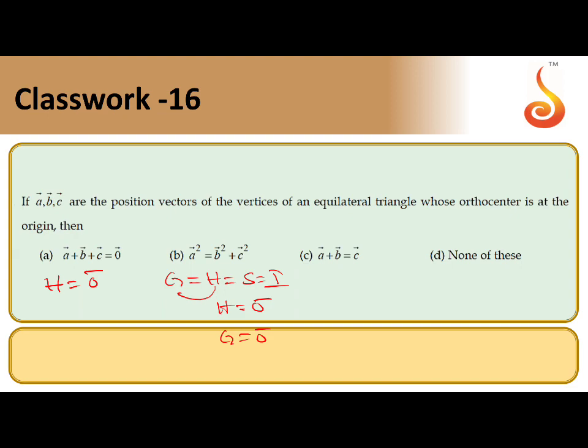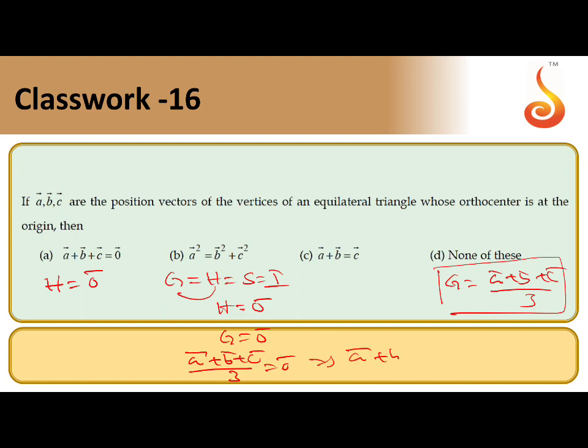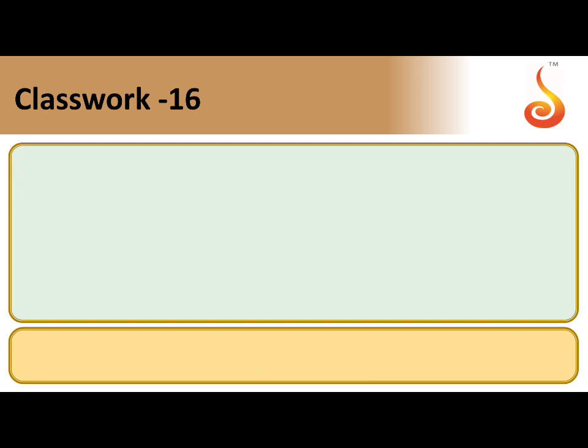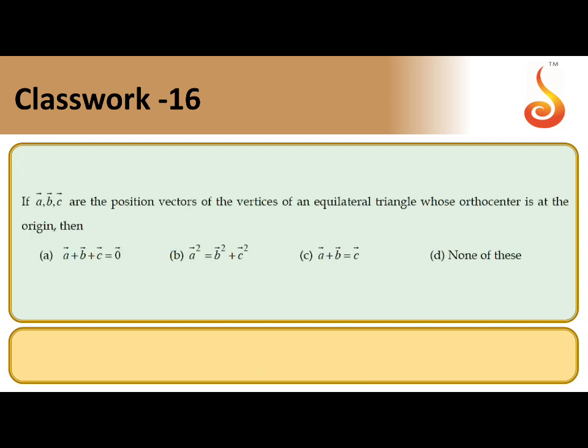So G is nothing but the centroid of a triangle, A bar plus B bar plus C bar by 3. So A bar plus B bar plus C bar by 3 equals 0 bar. Now here A bar plus B bar plus C bar by 3 equals 0. Cross multiply, that gives A bar plus B bar plus C bar equals 0. Check the answer. A bar plus B bar plus C bar equals 0. So option A is the right answer.